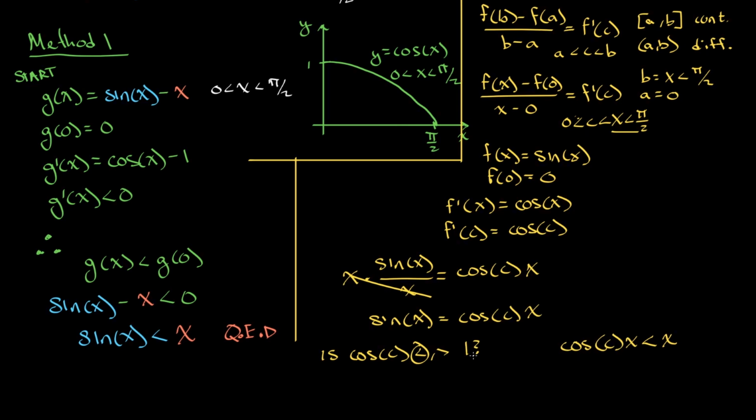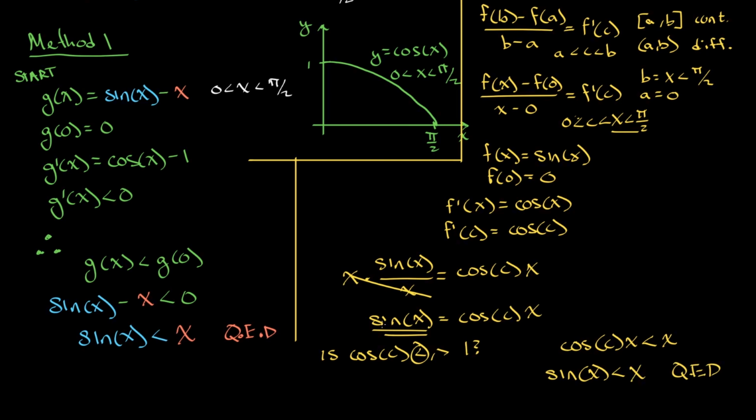And this is directly what we said. Cosine of c is going to be less than 1, so something less than 1 times x is going to be less than that x value, again, when we're looking at this interval between 0 and pi over 2. So that is the crucial part of this proof. And now, since cosine of c times x we said was equal to sine of x, we're able to say that sine of x is going to be less than x. And that is our proof. There we go. So we got the same answer.